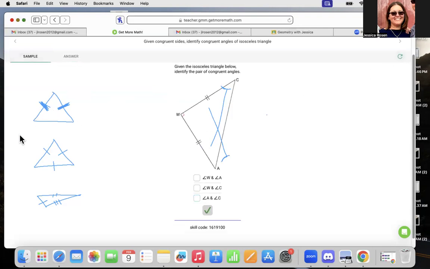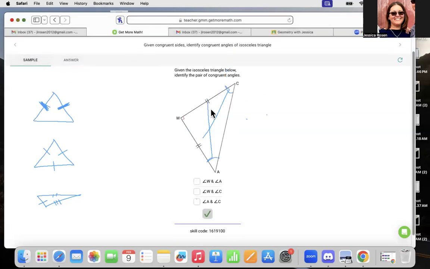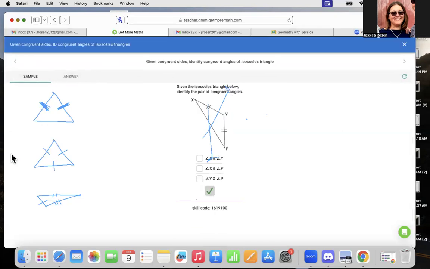Okay, so this lesson isn't too complicated. It's just making sure that we know the rules. So given the isosceles triangle below, identify the pair. So it's going to be angle A and angle C. Easy peasy. A and C. Double check our answer. It says the answer is C. That's where A and C is. So we got a good answer there.